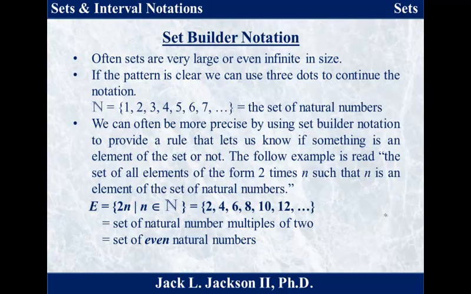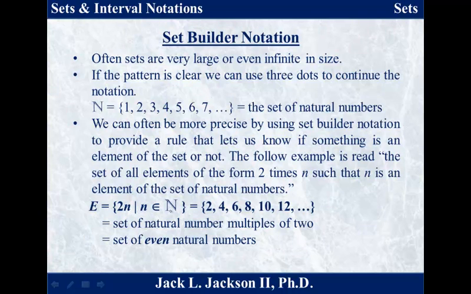Now look down here where it says E equals. So the set E equals, and I'll read this, the set of all elements of the form 2 times n such that n is an element of the set of natural numbers. Notice again that funny looking N is the set of natural numbers. It says n is an element of the set of natural numbers. This vertical line is "such that." Sometimes some people will use a colon here, two dots, instead of the vertical line. I'll use the vertical line.